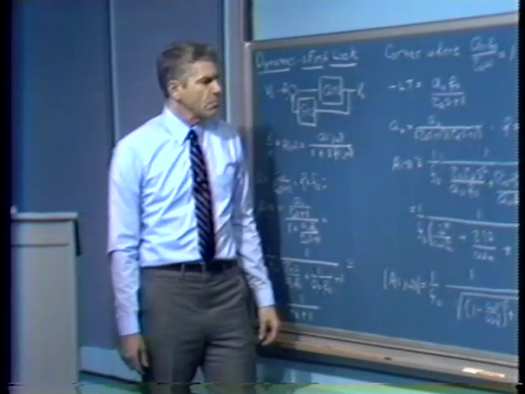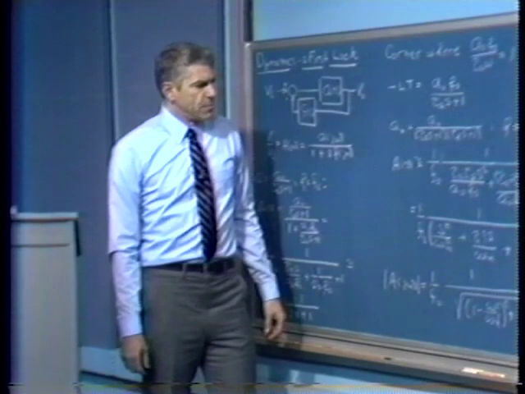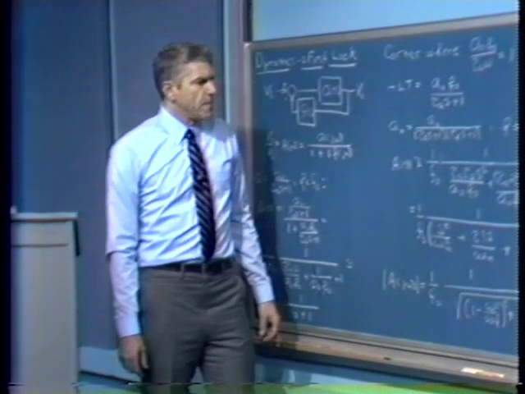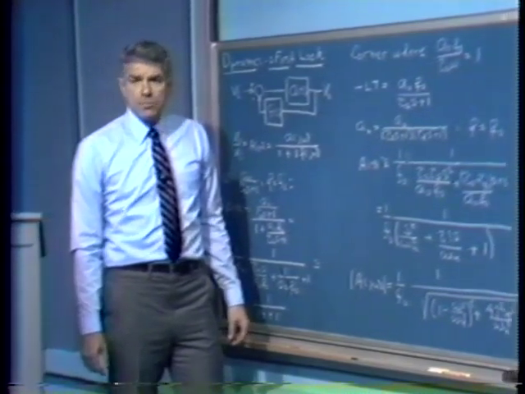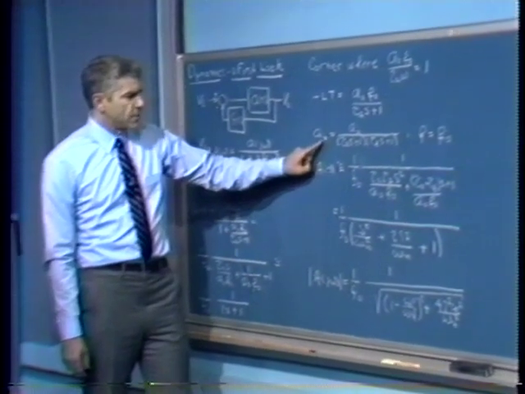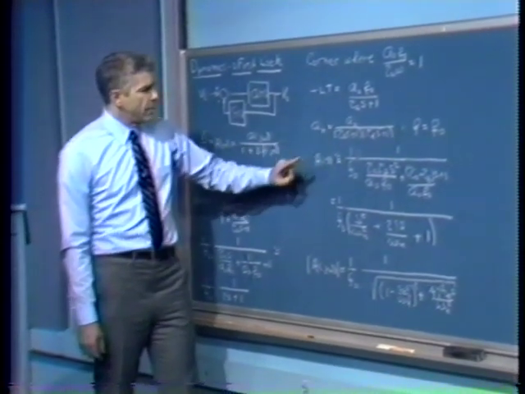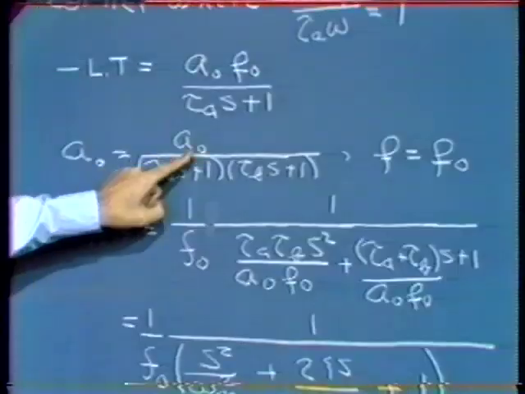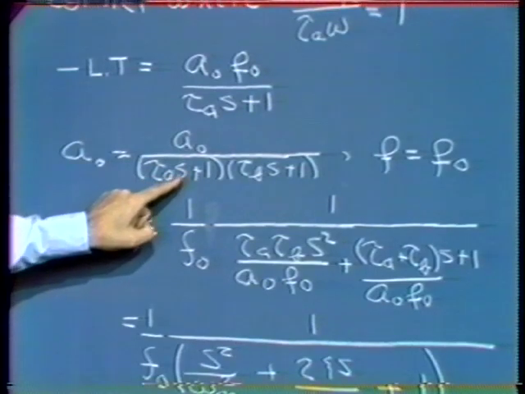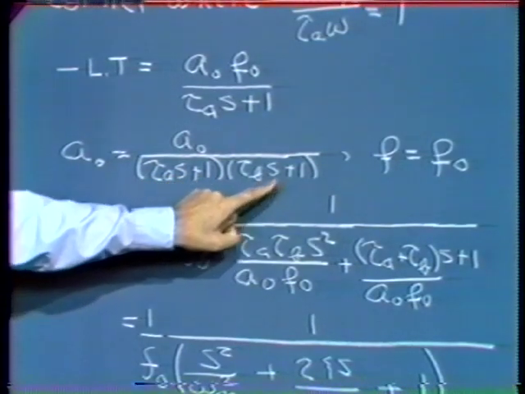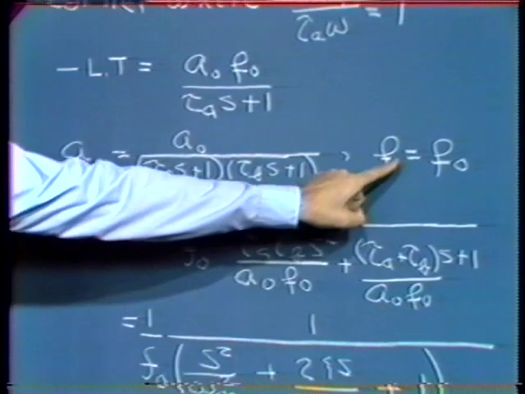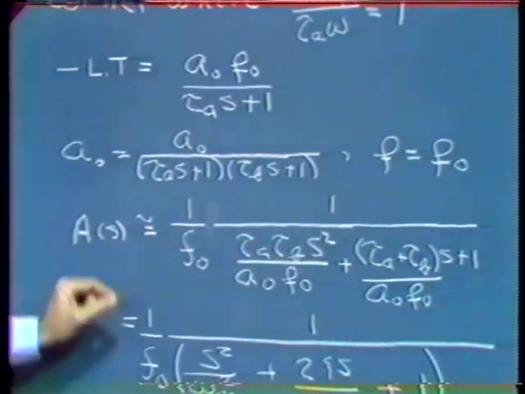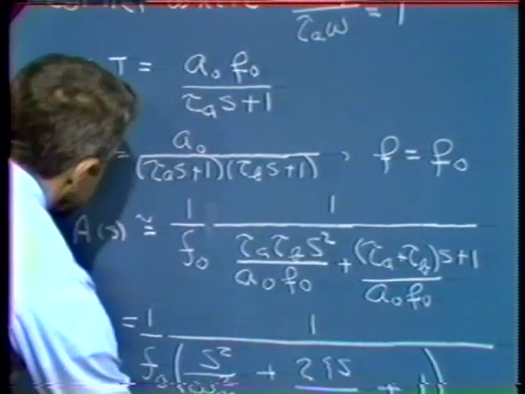So we should have been able to predict this kind of frequency behavior from our earlier discussion of dynamic-less feedback systems. I'd now like to look at a slightly more complicated system. Let's consider a system which has 2 poles in its forward path transfer function. We now have A of s being equal to a naught over tau a s plus 1, tau b s plus 1. And similarly, F is equal to f naught. This should actually be A of s.